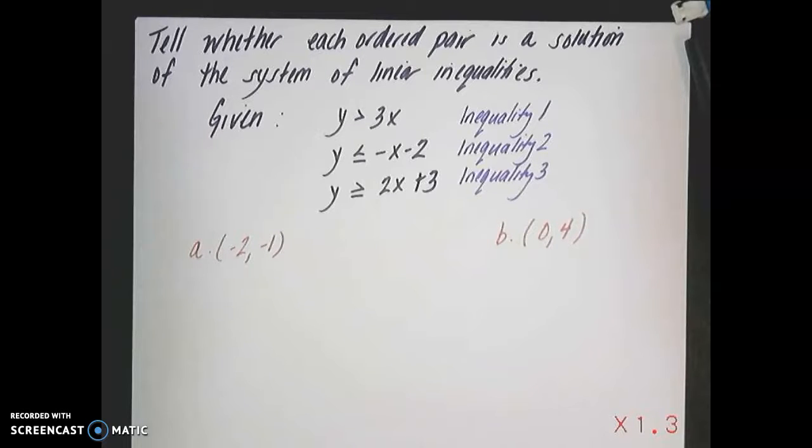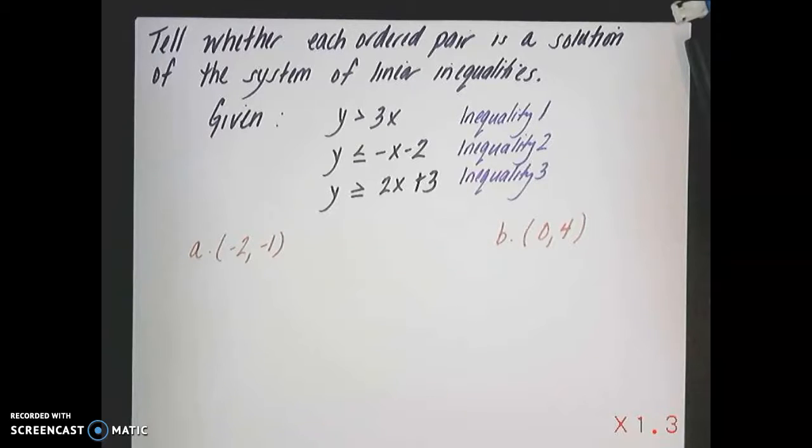This is another example of how to prove if an ordered pair is a solution to a system of linear inequalities, okay? So what we are given is y is greater than 3x. That's our first inequality. The second one is y is less than or equal to negative x minus 2. And then the third inequality says that y is greater than or equal to 2x.